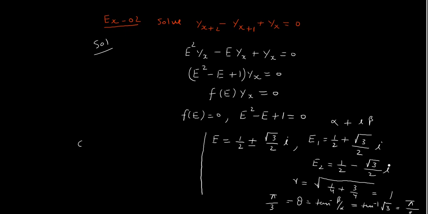The complementary function becomes r to the power x, that is 1 to the power x, because the value of r is 1, times C1 cos of pi x by 3 plus C2 sine pi by 3 x. So this is the complementary function. Since the right hand side equals 0, this is only a homogeneous difference equation. So what is the solution?